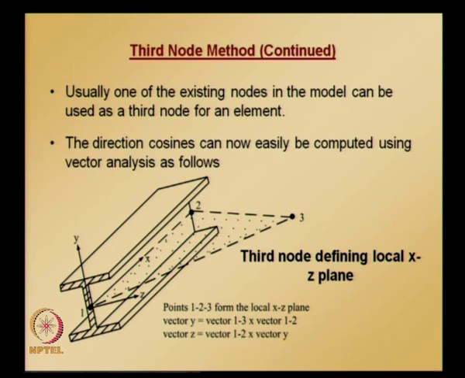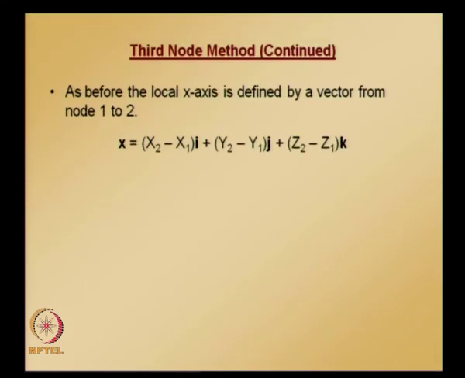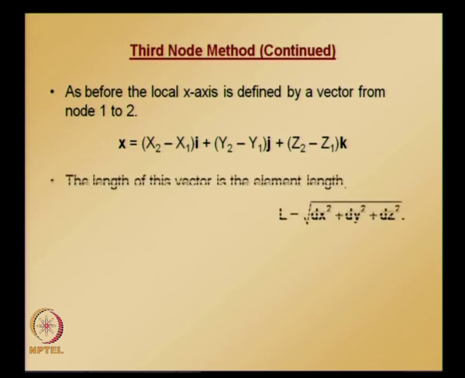You can see the local x axis is lying along a vector which is going from node 1 to node 2. So, we can easily calculate, as before, the local x axis is defined by the vector going from node 1 to node 2. The vector along the local x axis we can obtain using this, and if you normalize this, you are going to get a unit vector.